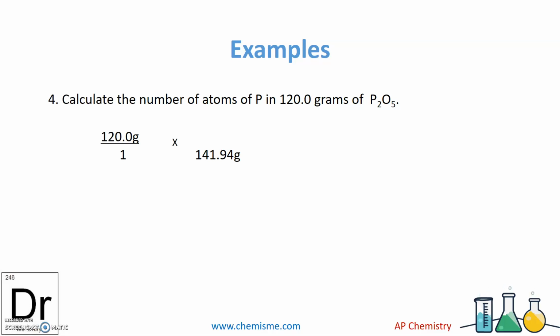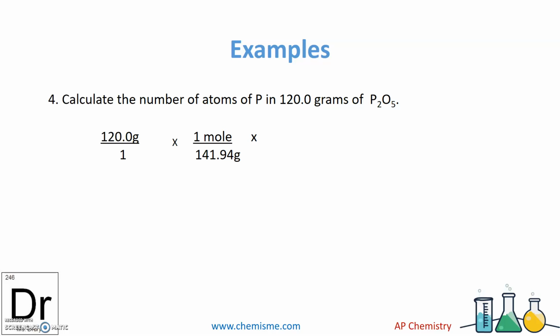So 2 phosphoruses at about 30 grams each, as well as 5 oxygens at about 16 grams each, gives us a total of 141.94 grams. That's equal to a mole, which is why they can be a conversion factor. Now that moles is on the top, is moles the thing that we wanted? Unfortunately, moles is not what we wanted, even though 1 mole is equivalent to 141.94 grams.